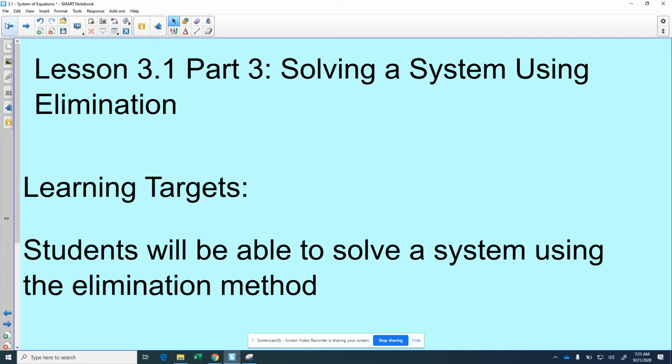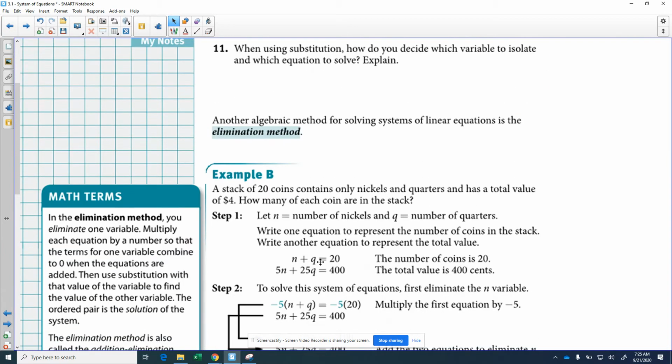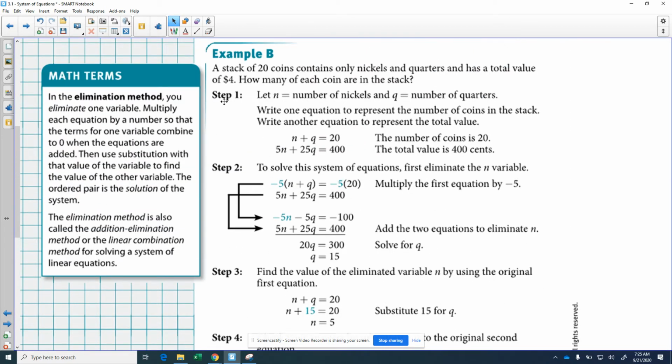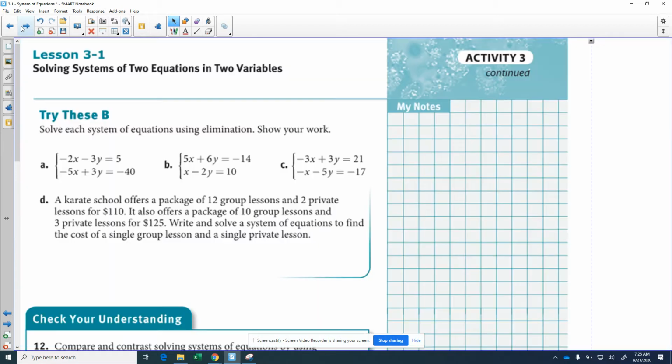Just so you know, in your book, there is an example of this. If you'd like to look at it, on page 34 there is an example of using the elimination method. We will go through a couple of problems together, particularly A and B. We're going to cover how to actually solve each of these, and what our actual goal is. Once we're done, I'll let you off to work on some of the questions in the Ed puzzle and go from there.